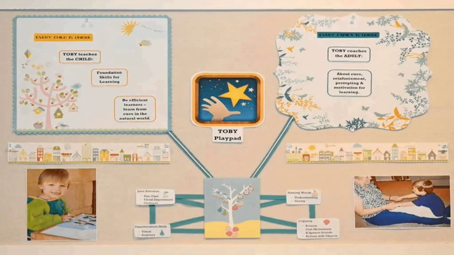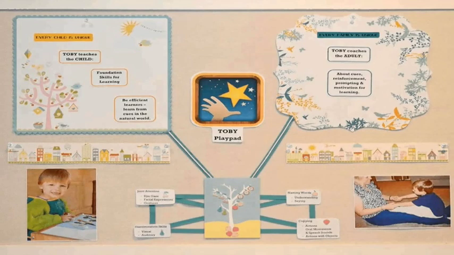So this is just a visual diagram to show the concept of TOBY. We believe that every child is unique, and TOBY teaches the child the foundation skills for learning so that they can be efficient learners. And by that we mean that they can learn from the natural cues in their natural world, in their natural social world. So that's our underlying philosophy and how we implement some of the goals and activities in TOBY.